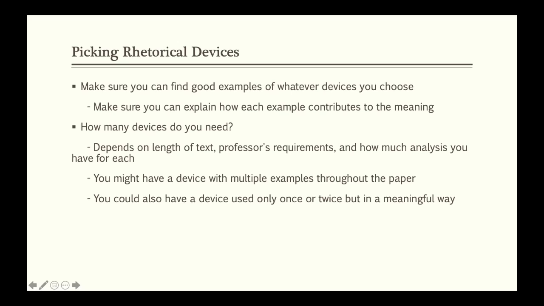So at that rate, if you're making like a 4-page paper, you're going to want to try to find maybe 3 good devices to analyze. So really important to keep in mind how many times it's coming and how strong are the examples of each, because you want to build the strongest case possible in your analysis.